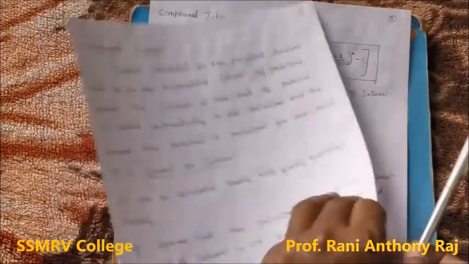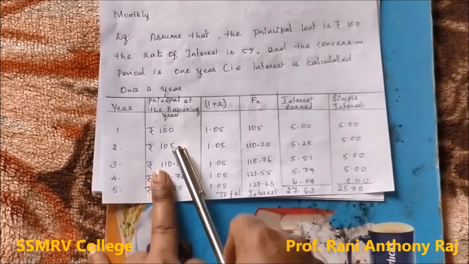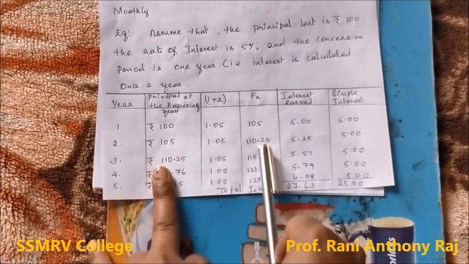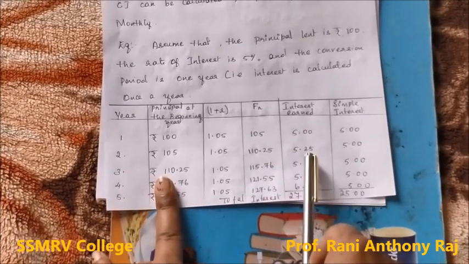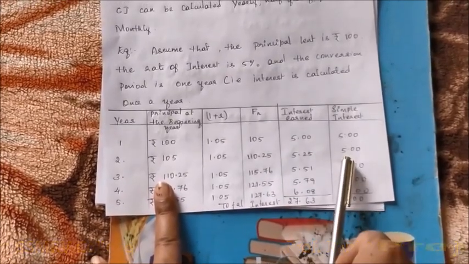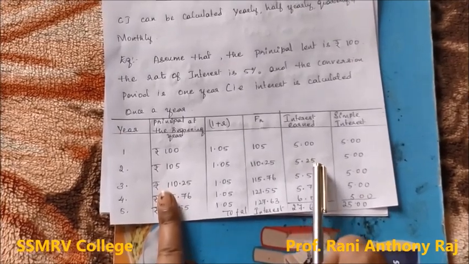So for 105 rupees, again the interest will be calculated. When the interest is calculated on 105, you will get the value as 110.25. The extra amount is, when you go for simple interest, it remains the same, whereas in compound interest it will be 5.25.